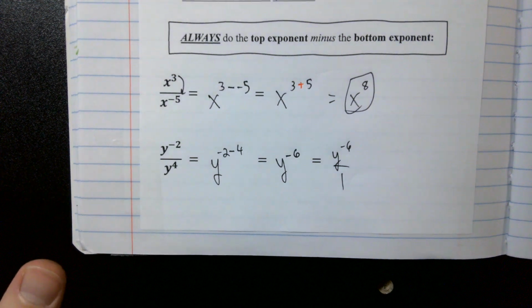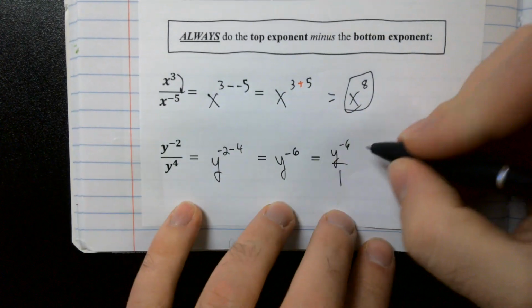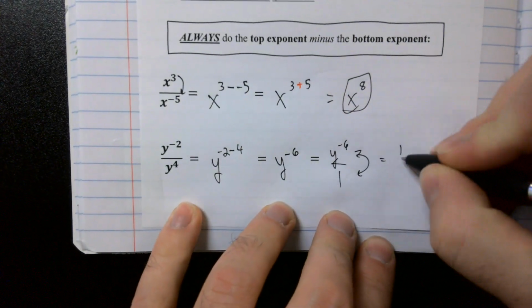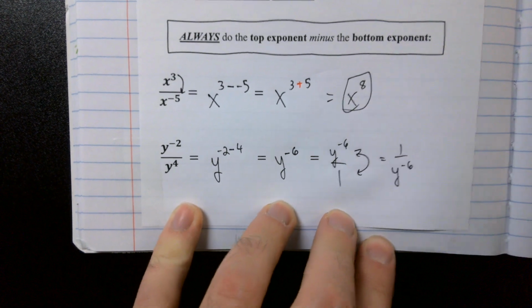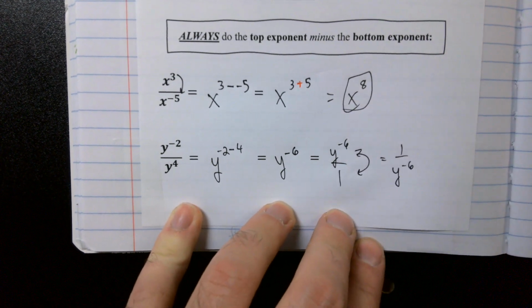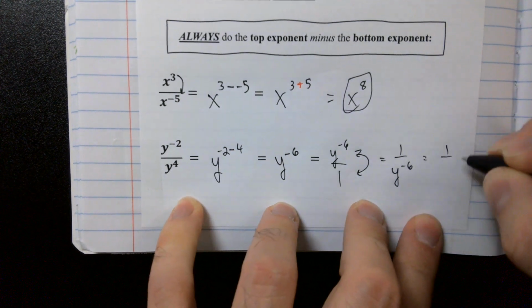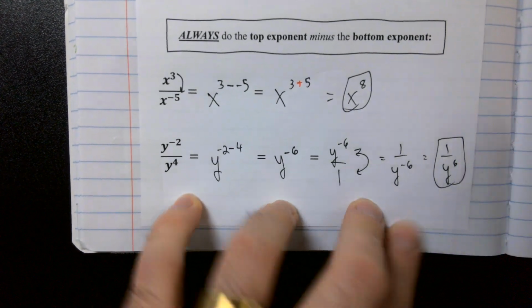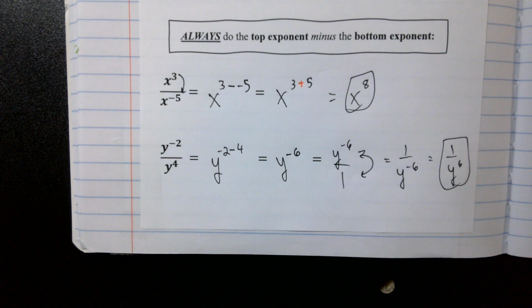Now that it's over 1, what can I do? Flip it. Beautiful. Now that I flipped it, what can I do? Make it positive. So my final answer is 1 over y to the 6th.